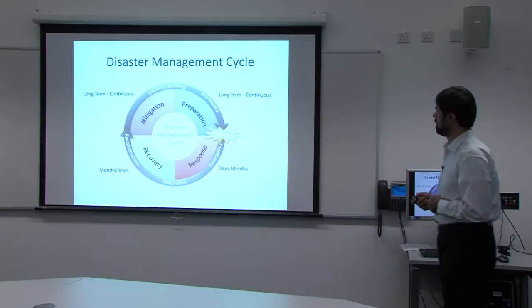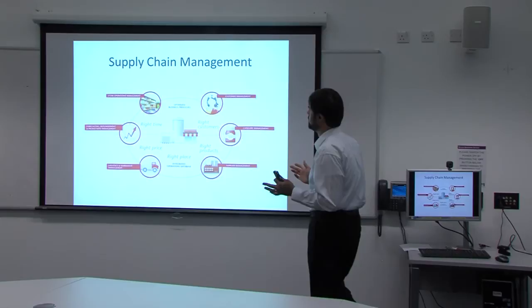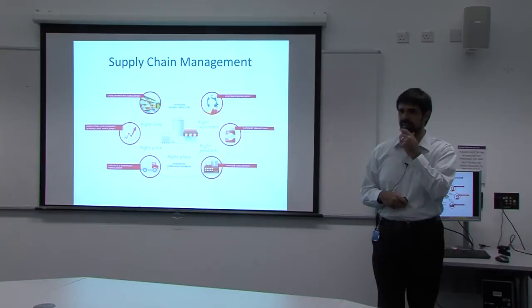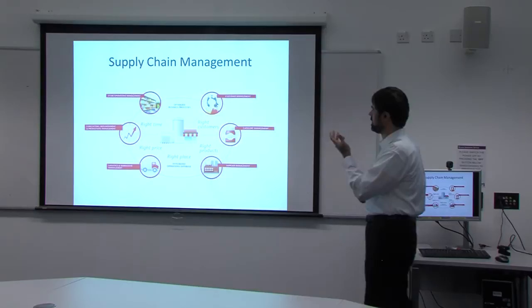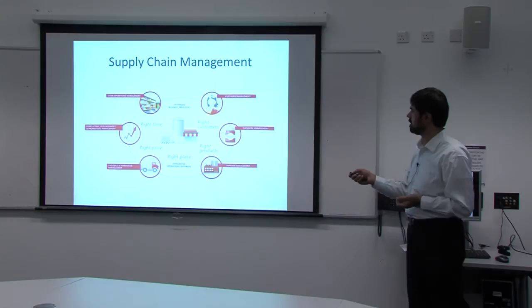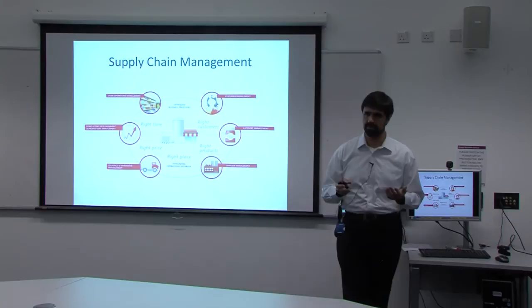From a supply chain management perspective, if we want to look at this scenario, we have four different phases and there are a number of activities. What supply chain management can offer to help improve this situation? Supply chain management is basically about getting the right products to the right people, at the right place, at the right time, at the agreed times.